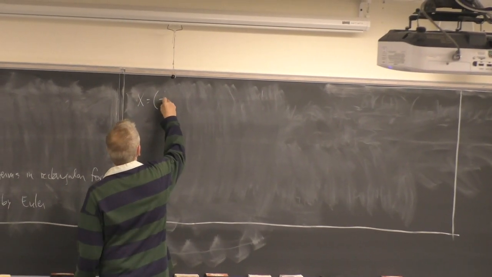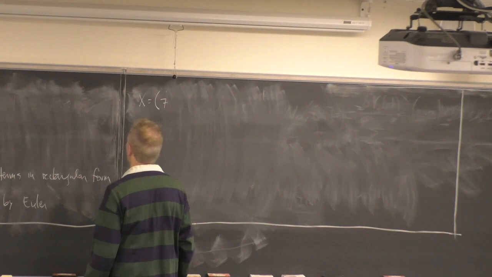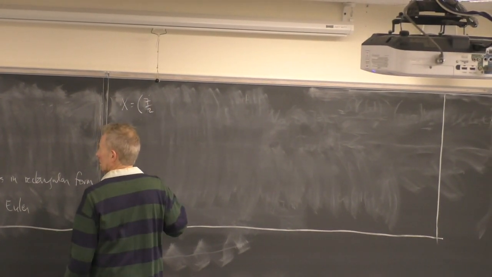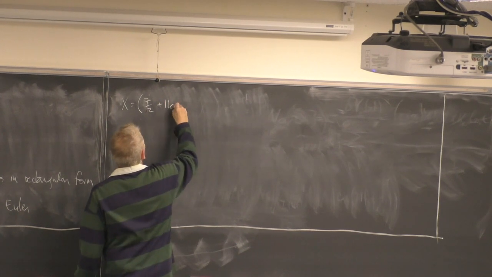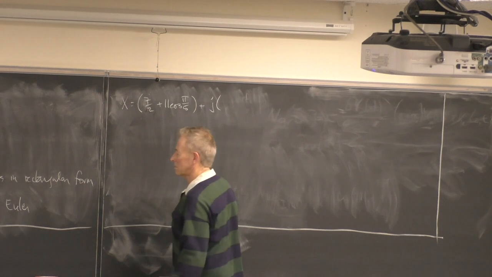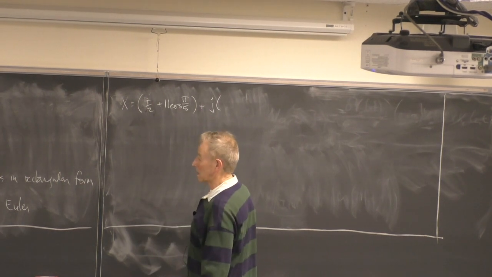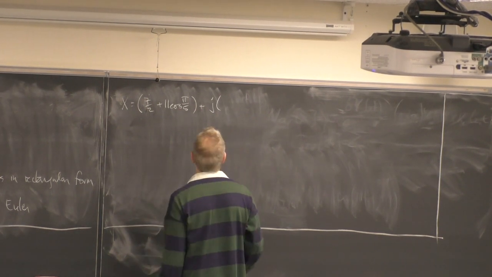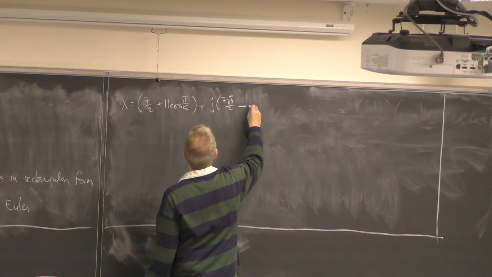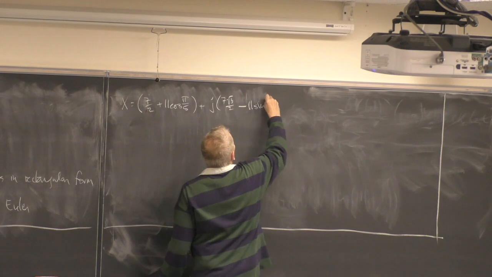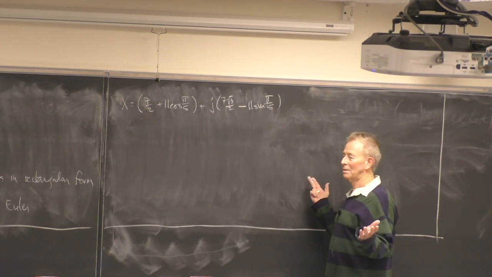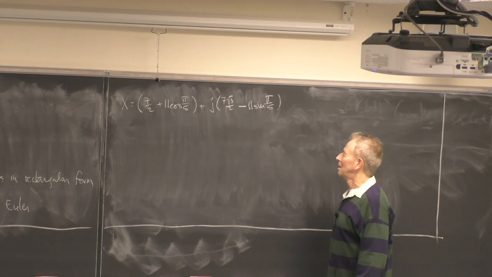So 7 cos pi over 3. What is cos of pi over 3? It's 1/2 plus 11 cos pi over 5. I don't know that one by heart. Plus j times 7 sine pi over 3, which is square root of 3 over 2. So 7 square root of 3 over 2 minus 11 sine pi over 5. Great. We have x in rectangular form.